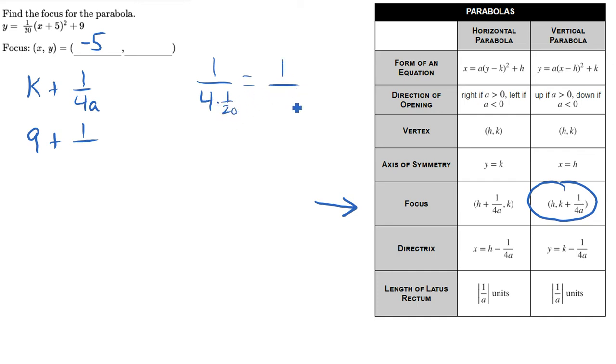4/20ths would be 1/5. So that's the same as 1 over 4/20ths, or 1/5, which is the same as 1 times 5 over 1. So that is 5. So 9 plus, oh, I just solved all that out. Okay, so 9 plus 5 equals 14. And so 14 is our y value there for our focus, okay?